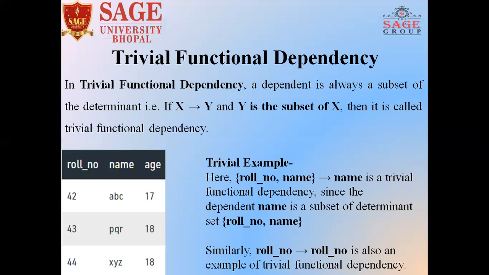As for example, in this table, we have three attributes: roll number, name, and age. Here, we can see that the combination of roll number and name determines the name attribute. So in this case, name is already a subset of the combination of roll number and name. So it follows the reflexive property. So we can say that this particular functional dependency is called trivial functional dependency. It is also visible in the slide that if roll number determines only roll number, it also follows the reflexive property, because if x determines x, that means x is a subset of x. So it holds the reflexive property and it's called trivial functional dependency. And if it does not hold reflexive property, it will be called non-trivial functional dependency.